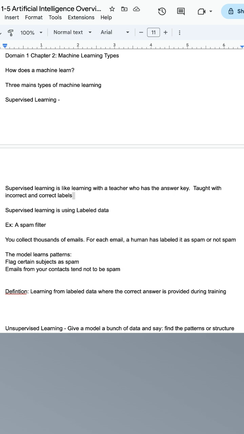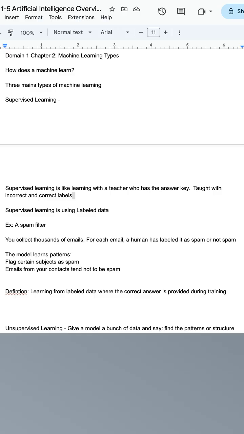Quick recap. AI is the big umbrella, any system that acts intelligently. Machine learning is a subset of AI that learns from data. Today, we're going one level deeper into machine learning. We're answering the question, how does a machine learn? And there are three main types: supervised learning, unsupervised learning, and reinforcement learning.